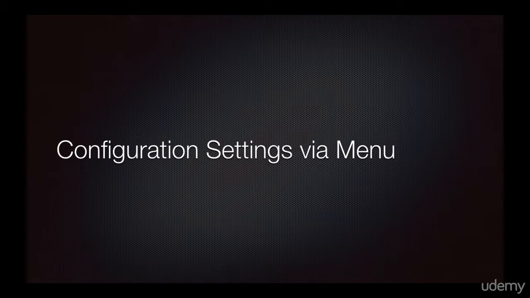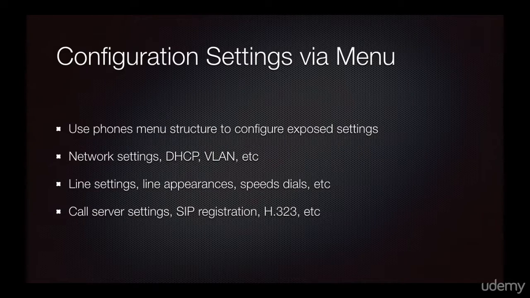So what does it look like to configure a phone through the menus? Well, it's really easy to log into a phone. You basically just walk up to it, go into the menu structure, and you go into the advanced settings. In there, you'll see settings for network settings, DHCP, VLAN, things of that nature. Then there's the line settings, which are going to configure your line appearances, how the phone handles the different lines. Then the last option that you would configure are the call server settings. So SIP registration, or if you are using H323.